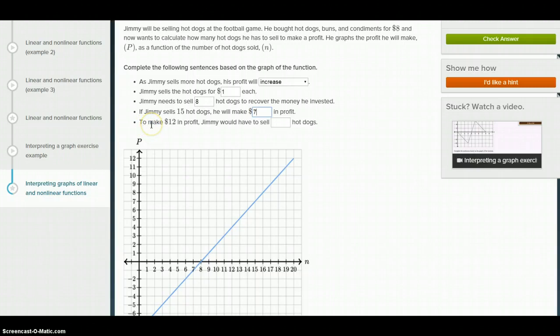Alright, to make $12 in profit, you can do this the same way. Well, $8 is breaking even, so how many hot dogs would he have to sell to make $12? So 8 plus 12 is 20. So you can do it mathematically over here, and you can see that at 20 it equals 12. Of course, if you're solving it graphically, then you would look at the 12 for profit, go over here and see where it meets the line, and then look down here and say, okay, so that's 20 hot dogs.